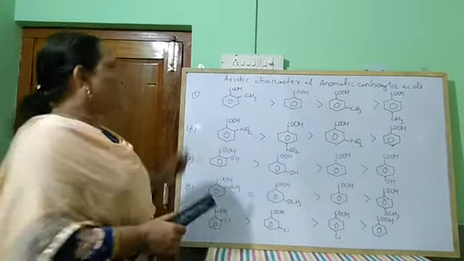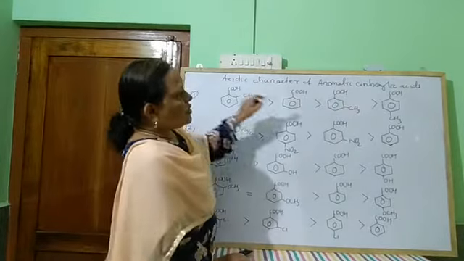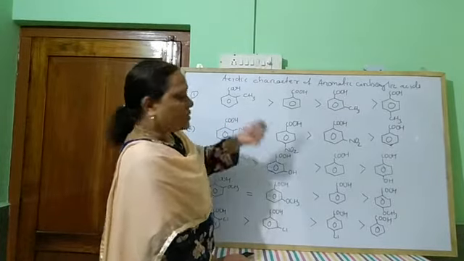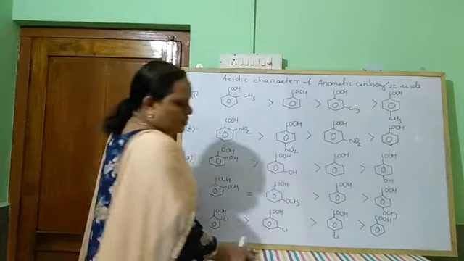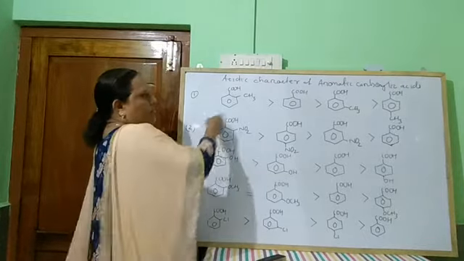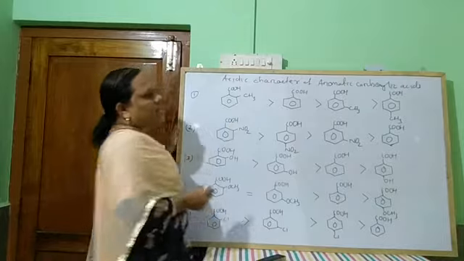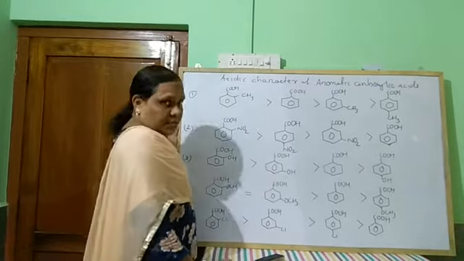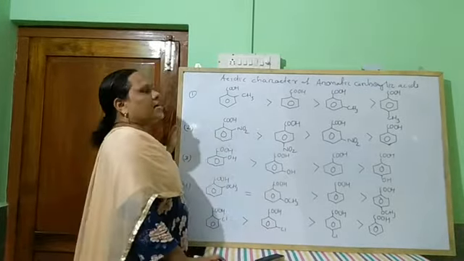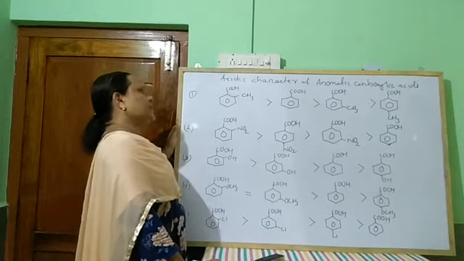Now let us compare the acidic character of some substituted benzoic acids with respect to benzoic acid. Previously we have discussed that presence of electron releasing substituents decreases the acidic character, whereas presence of electron withdrawing substituents increases the acidic character.